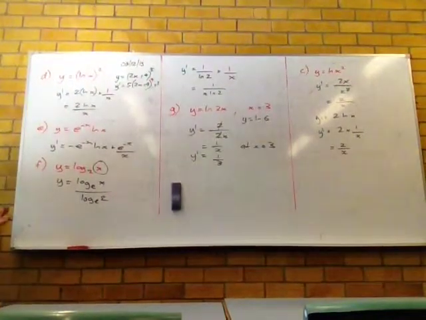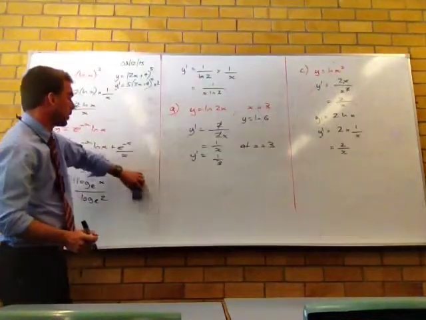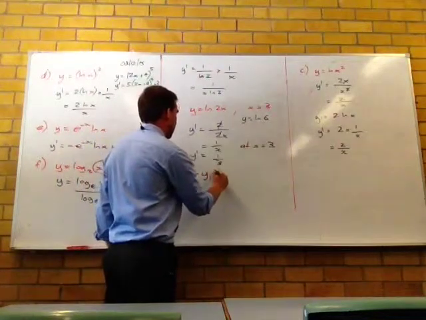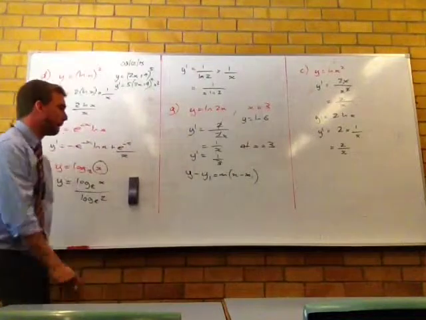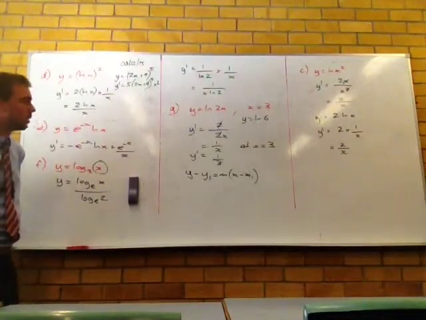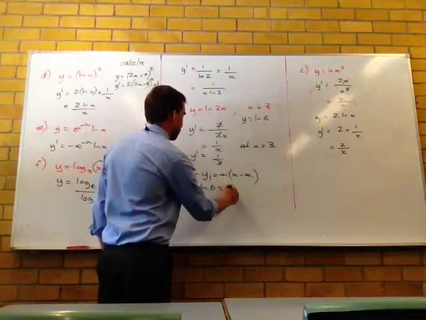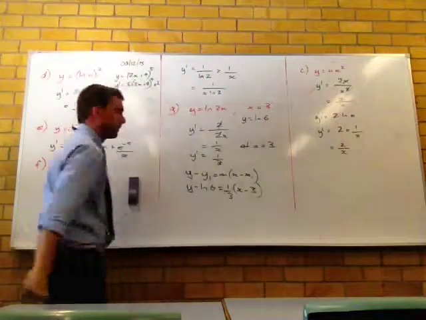Alright, so you've done this before. We're just incorporating now logarithms into this concept. Alright, y minus y1 is equal to m outside of x take away x1. So y minus the natural log of 6 is equal to a third outside of x take away 3.